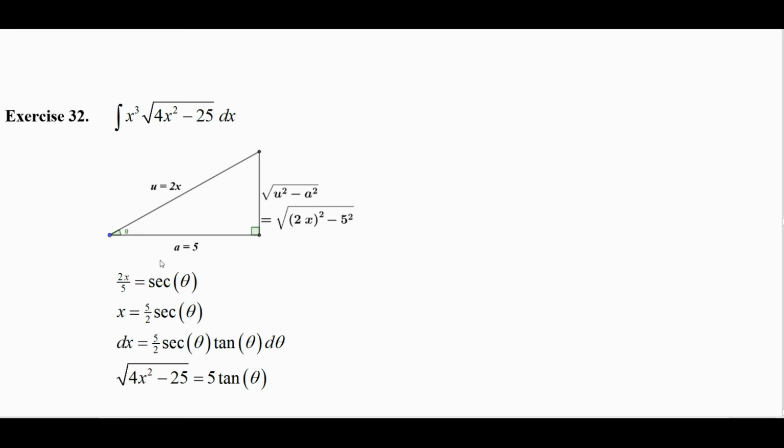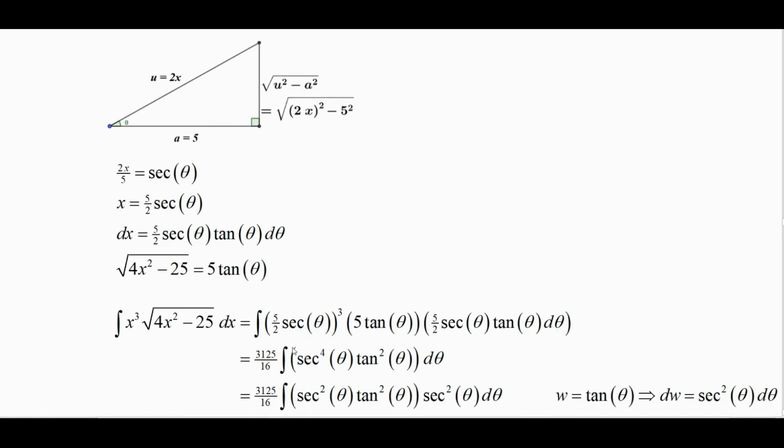So let's see, this time we want to think of 2x over 5 as the secant of theta. So x is 5/2 secant theta. So then we find dx. dx is 5/2. The derivative of secant theta is secant theta tangent theta, and then we have our d theta. The square root over 5 is the tangent of theta. So the square root there of 4x squared minus 25 is 5 tangent of theta.